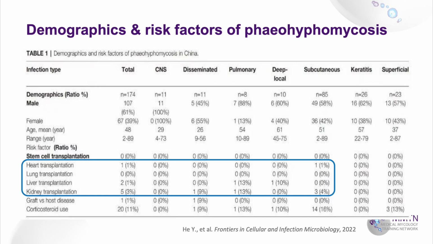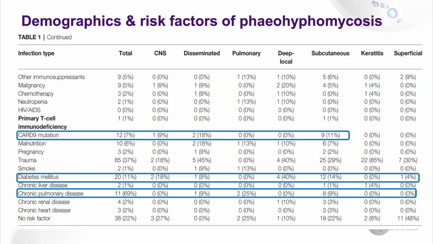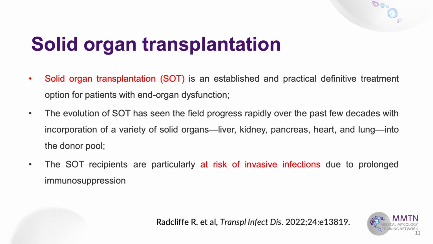The most common clinical type is subcutaneous; we have 4 cases. Others are pulmonary, we have 2, and 1 disseminated. No central nervous system infection in Chinese patients. The cases and some other risk factors.